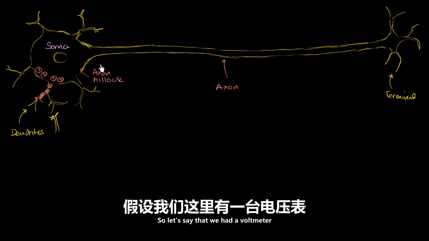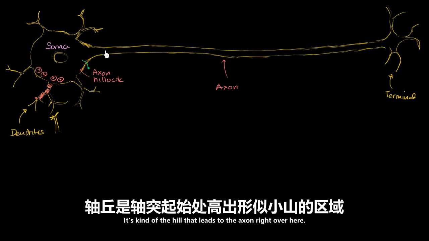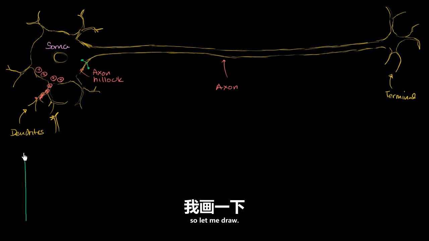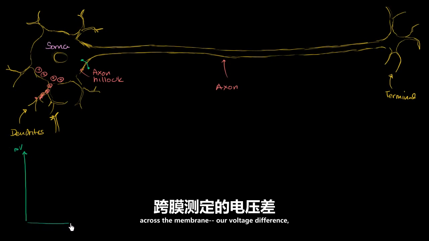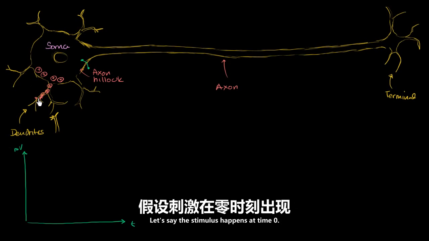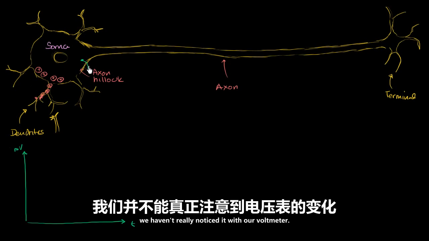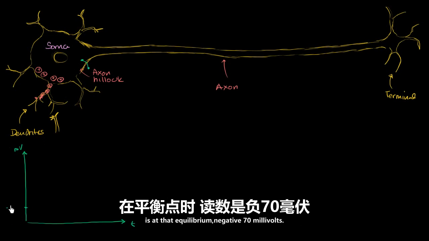So let's say that we had a voltmeter right here on the axon hillock. It's kind of the hill that leads to the axon right over here. So what you might see happening after some amount of time, let me draw. Let's say this is our voltage in millivolts across the membrane, our voltage difference, I should say. This is the passage of time. Let's say the stimulus happens at time 0, but right at time 0, we haven't really noticed it with our voltmeter. Our voltage right across the membrane right over there is at that equilibrium, negative 70 millivolts.